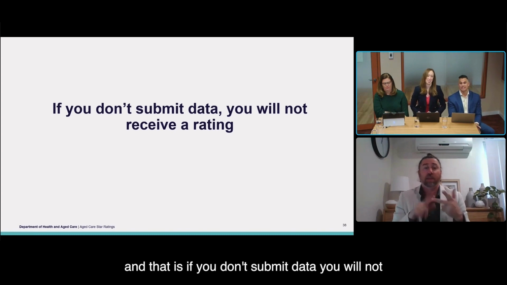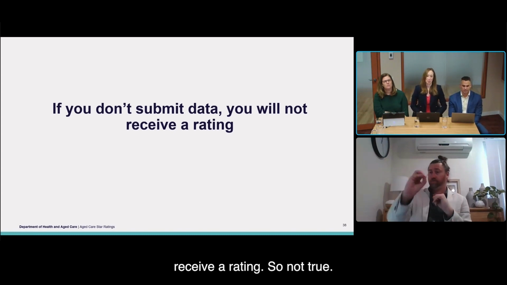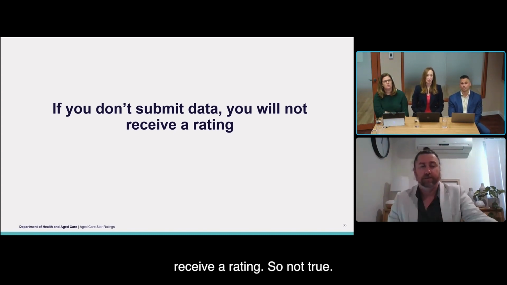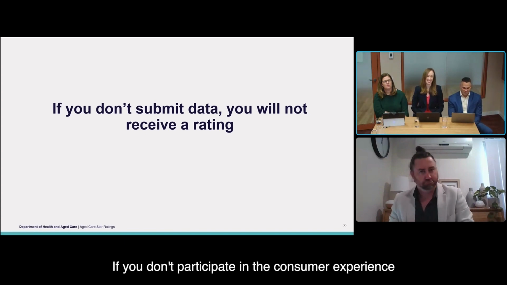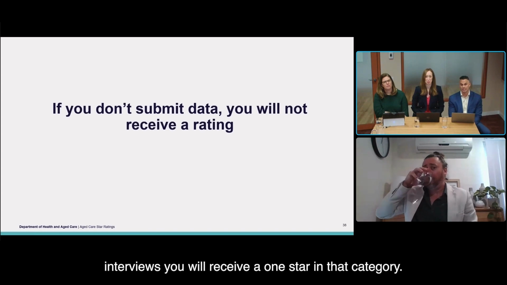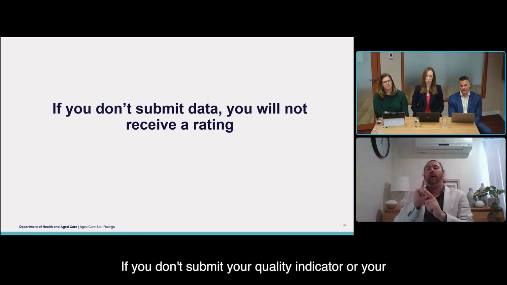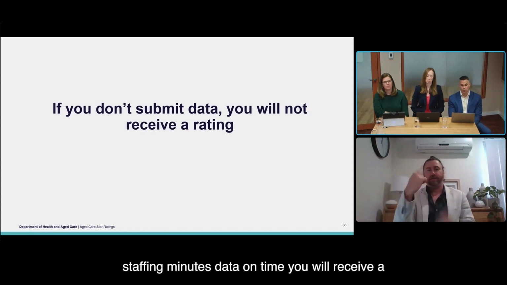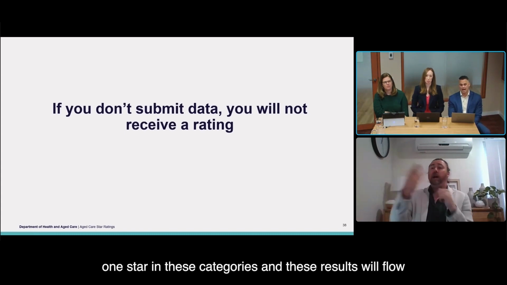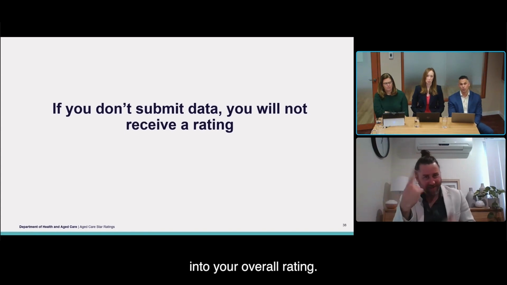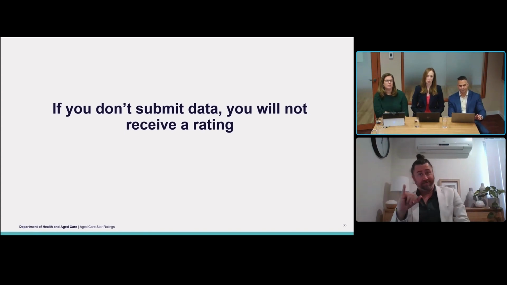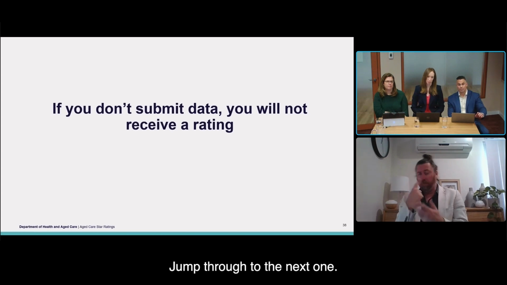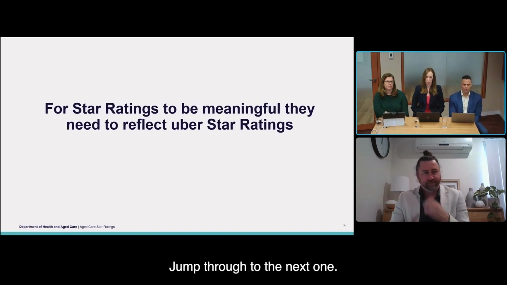if you don't submit data, you will not receive a rating. So, not true. If you don't participate in the consumer experience interviews, you will receive a 1 star in that category. You don't submit your quality indicator or your staffing minutes data on time, you will receive a 1 star in these categories, and these results will flow into your overall rating. Jump through to the next one.